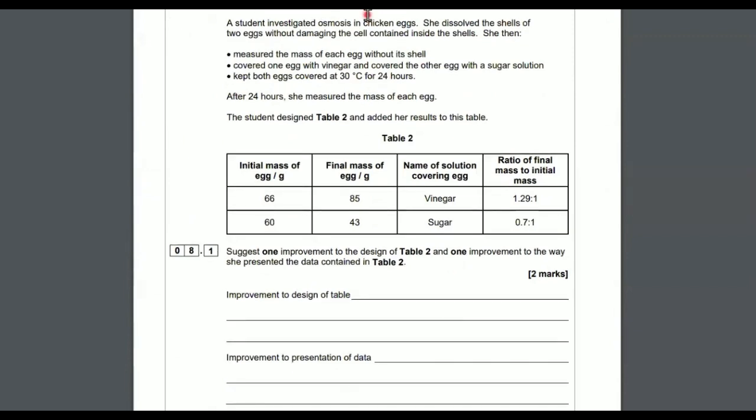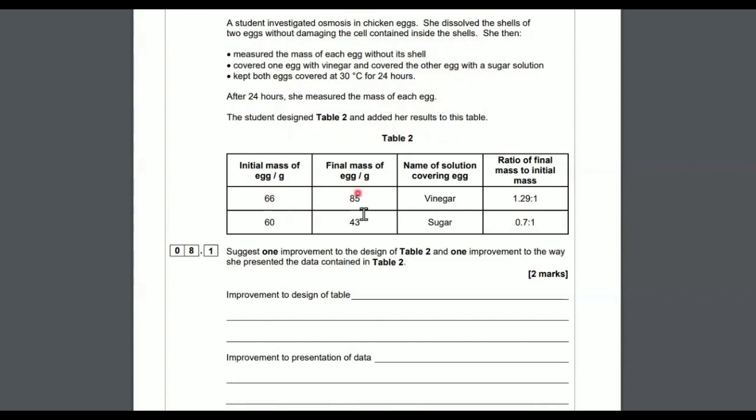Question 8. A student investigated osmosis in chicken eggs. She dissolved the shells of the 2 eggs without damaging the cell content inside the shells. She then measured the mass of each egg without its shell, covered one egg with vinegar, and covered the other egg with a sugar solution. Kept both eggs covered at 30 degrees for 24 hours. After 24 hours, she measured the mass of each egg. The student designed table 2 and added her results in the table.